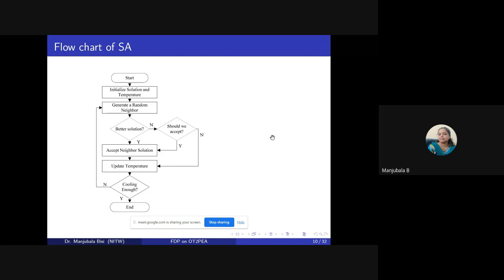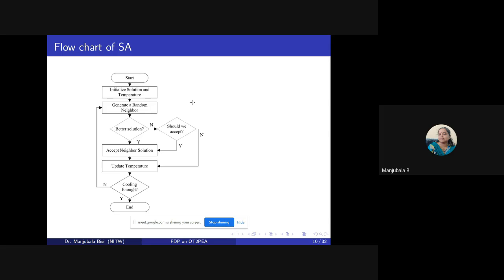This is the flowchart of the simulated annealing algorithm, and it is also very simple. You initialize the solution and the temperature. As we have seen in the genetic algorithm, we had a population size. Here we are not using a population; we initialize a single solution, and from that single point we try to move towards the optimum solution. So this is not a population-based algorithm; a single solution is considered at a time.